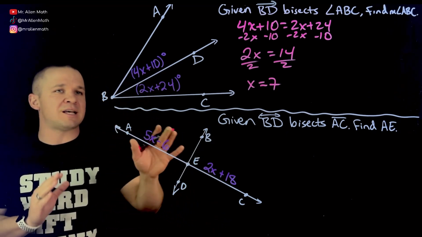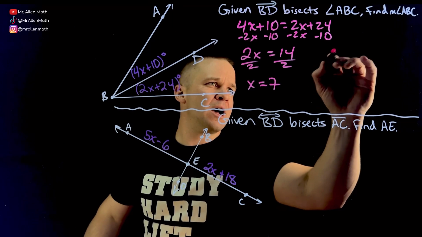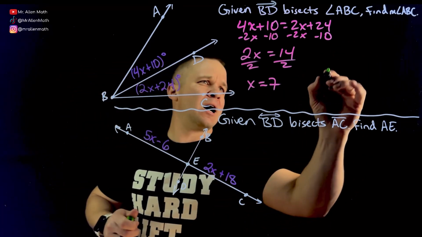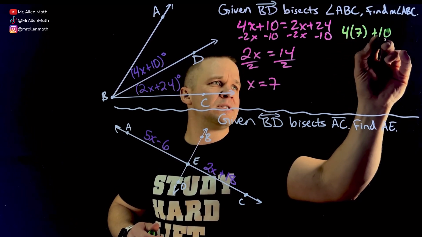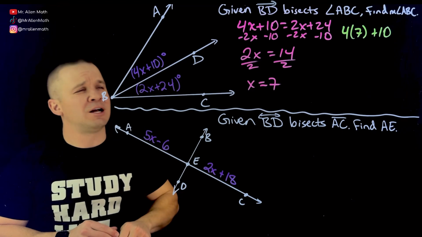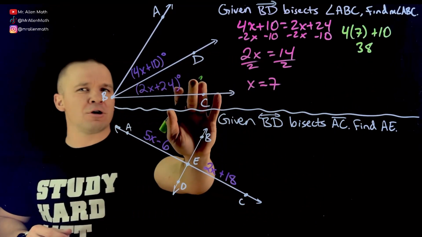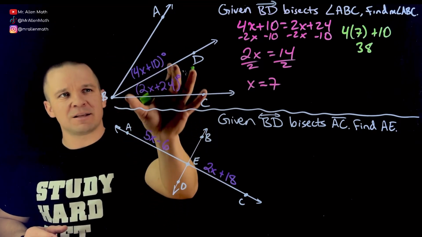So let's plug this x back in. For 4x plus 10, I'll do it in a different color. Mix it up, make the math pop. 4 times 7 plus 10. That's 28 plus 10, which is 38. The same should occur here, right? Because they're congruent. It bisected it, split it into equal parts.